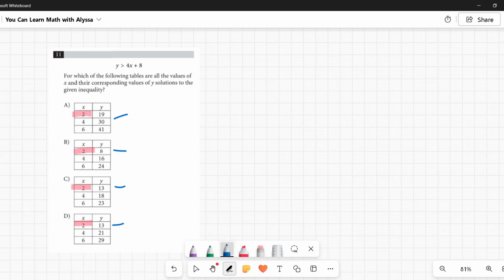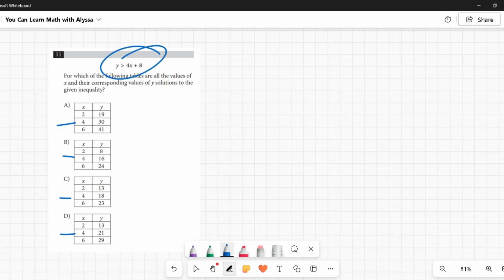Now, granted, this is an inequality, so it's not the perfect solution. I still may only eliminate a couple of them, but your odds are better at eliminating more if you pick a value to put in where every single table has a different outcome. Okay, so let's start not with 2, but with 4. I'm going to use the 4 value.